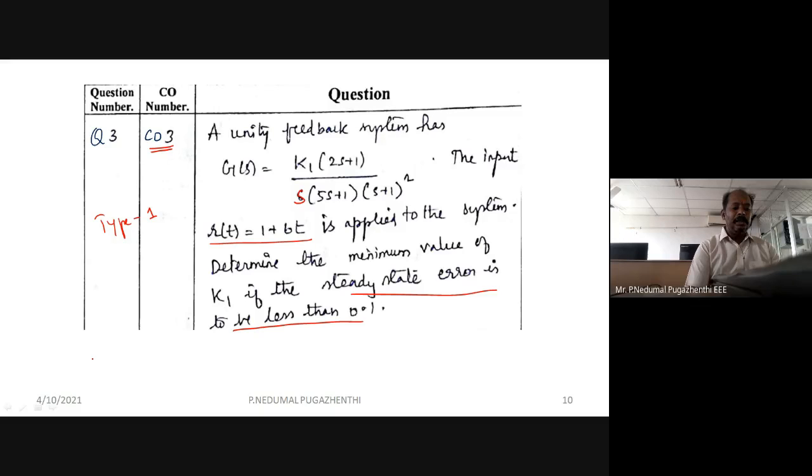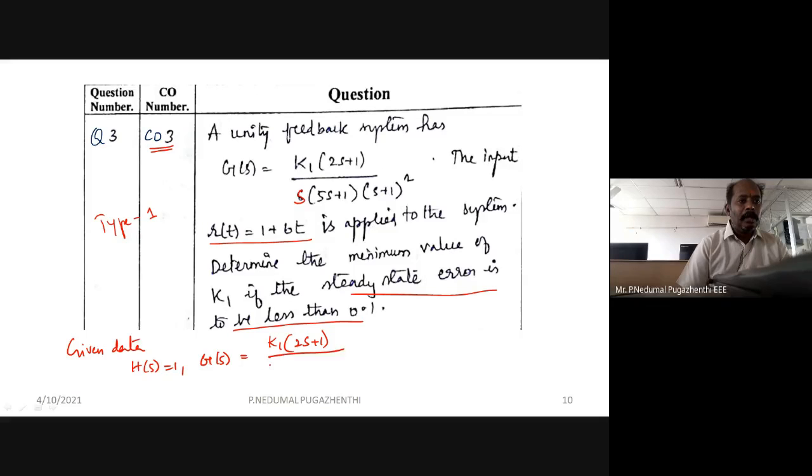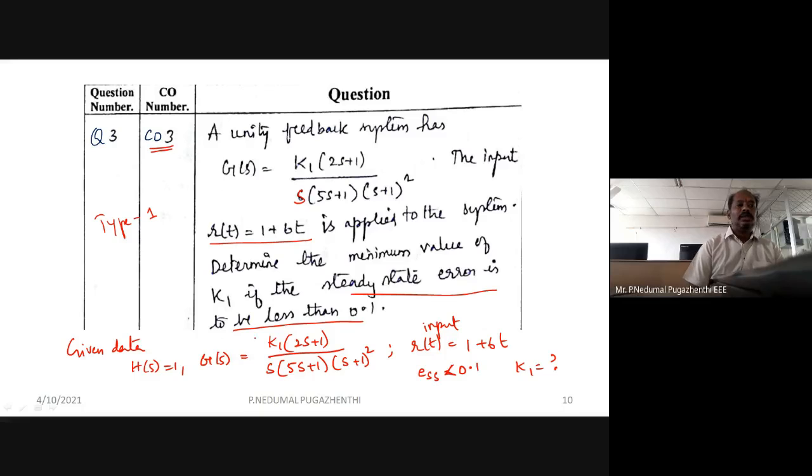So I think I can write the given data first. It is unity feedback, so H(s) = 1, and the open loop transfer function G(s) = K1(2s + 1) / (s(5s + 1)(s + 1)^2). The input R(t) is equal to 1 + 6t. The steady state error is also provided, it should be less than 0.1 at least, and they are asking for K1 to attain this steady state error for the provided input to this provided system.